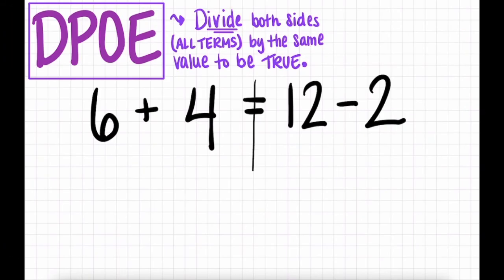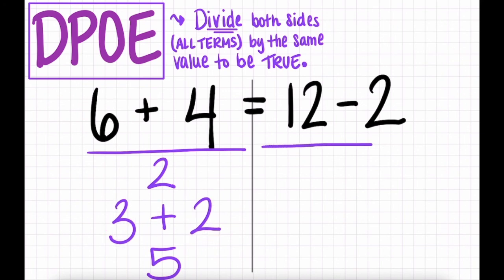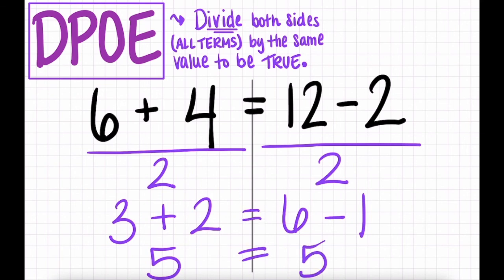Final example, and the most complex equation. 6 plus 4 equals 12 minus 2. My left side has been separated from my right. Okay, both of these have a value of 10. I decide to divide the left side of the equation by 2. 6 divided by 2 is 3. 4 divided by 2 is 2. And the left side of the equation now has a value of 5. That makes sense. 10 divided by 2 should be 5. To keep this equation true, I'm also going to divide everything on the right side by 2. 12 divided by 2 is 6. 2 divided by 2 is 1. And 6 minus 1 is 5, making this equation still true.